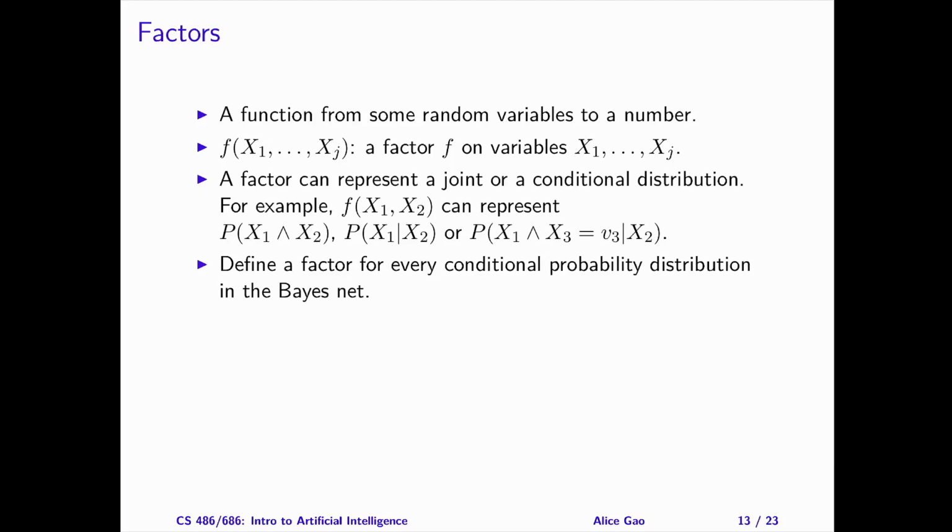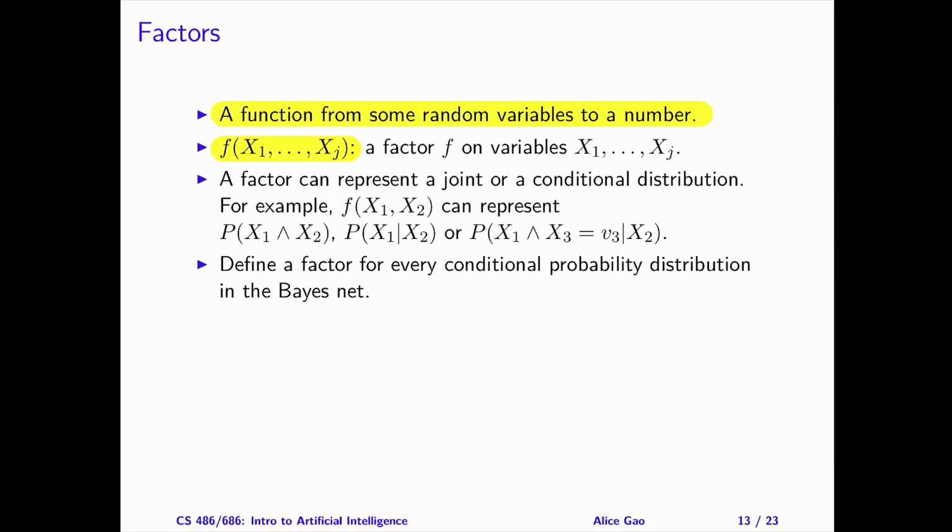In this video, I will start introducing components of the variable elimination algorithm. Let's look at the first step, defining the factors. A factor is a function from a set of random variables to a number. Formally, let f denote a factor and let x sub 1 to x sub j denote the variables in the factor.